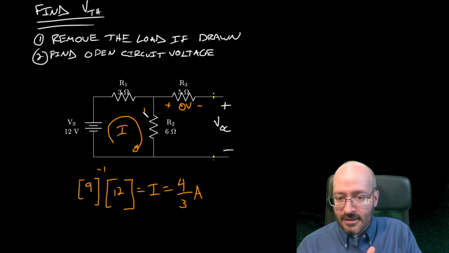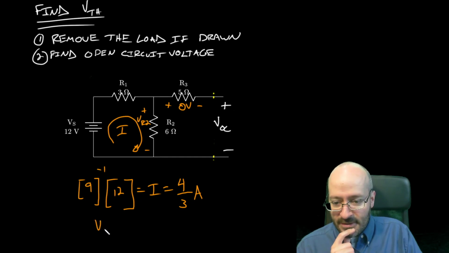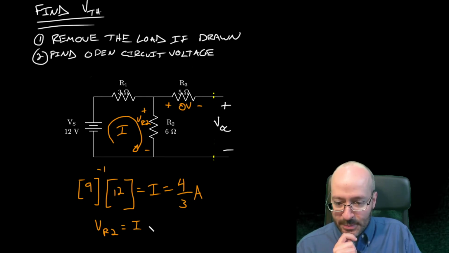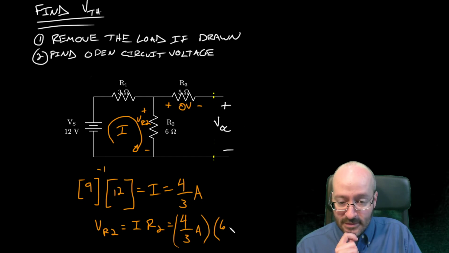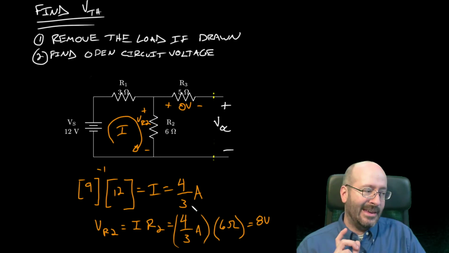So I'm going to find this voltage here, and say this is VR2. And we can find VR2, well, let's see, I touches it, and it goes in the positive direction. And then we multiply it by R2. So it's going to be 4/3 of an amp times 6 ohms, and that's going to be 8 volts. Okay, but that's the voltage across R2, and that's what I quickly did in my head, and I said, hey, V open circuit is going to be 8 volts. And here's why it's 8 volts.